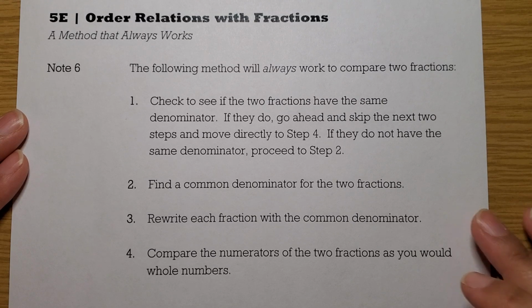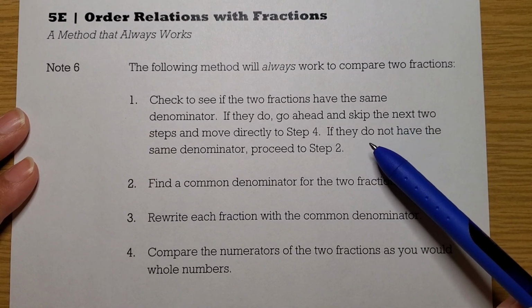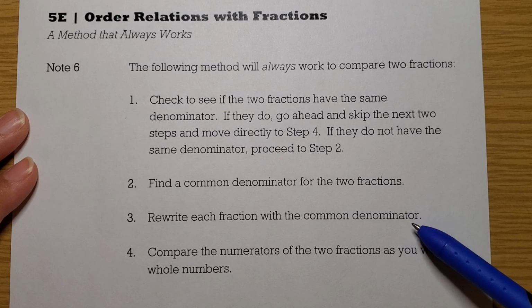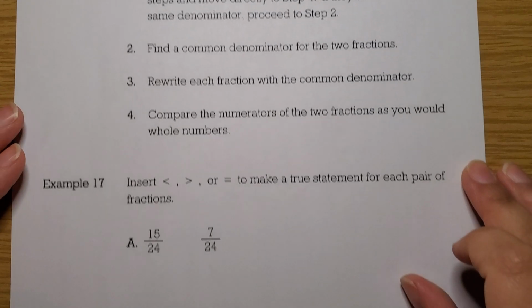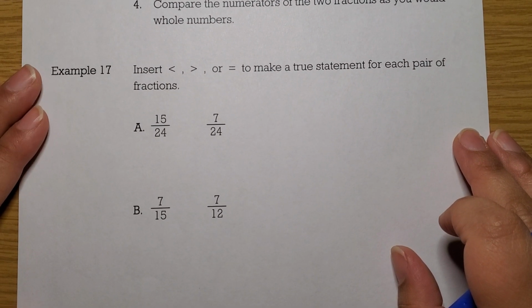So our strategy that we're going to talk about today, this method will always work, is first we're going to see if they have the same denominator. If they don't, we're going to find a common denominator for the two fractions and rewrite them so that they have that common denominator. Once the denominators are the same, then you can compare the amounts and decide which one is greater or less than, or if they're equal. We've got several examples that we're going to work through just to practice this.